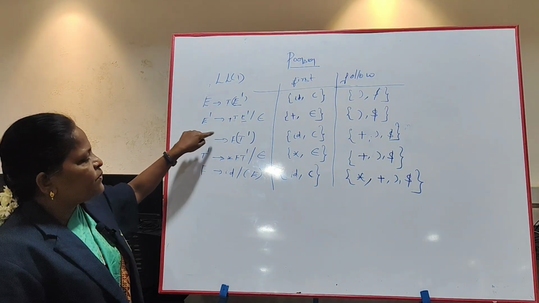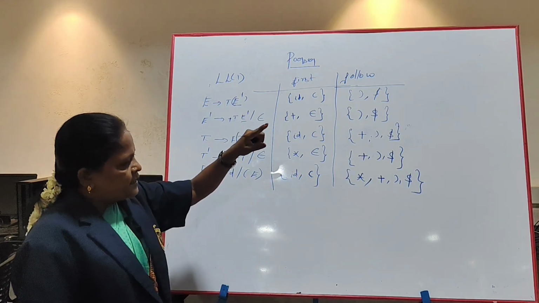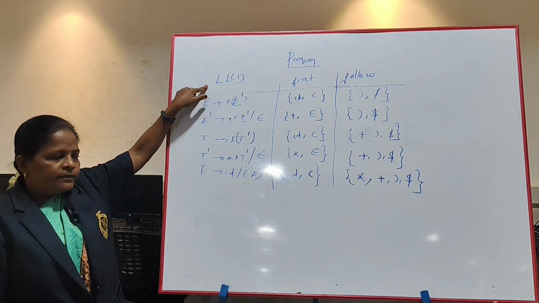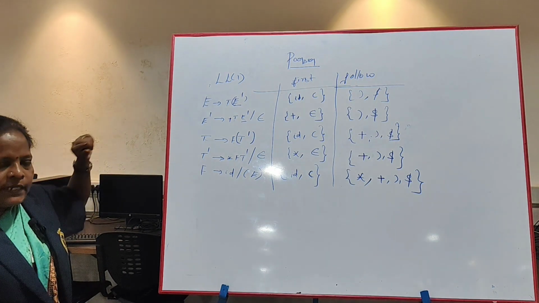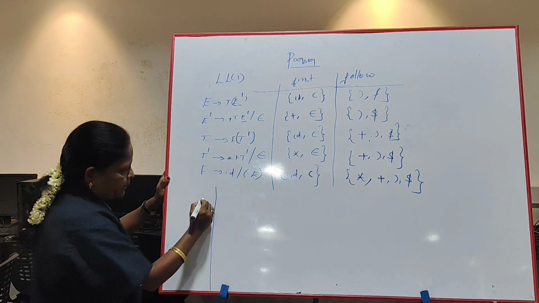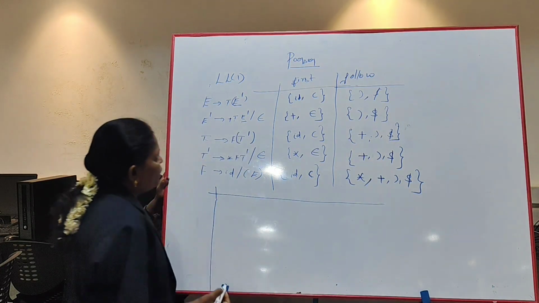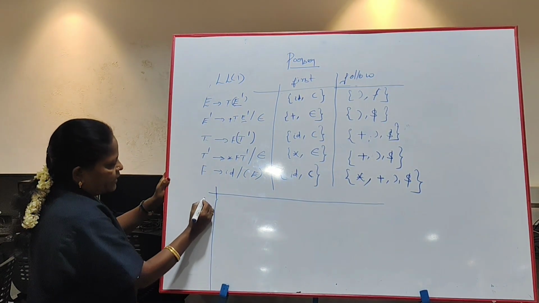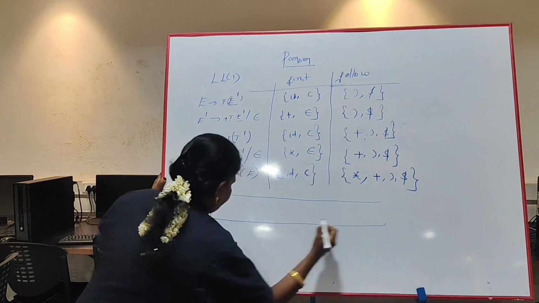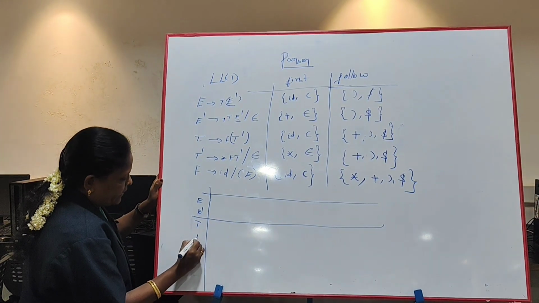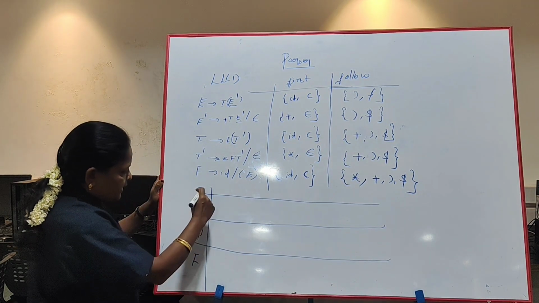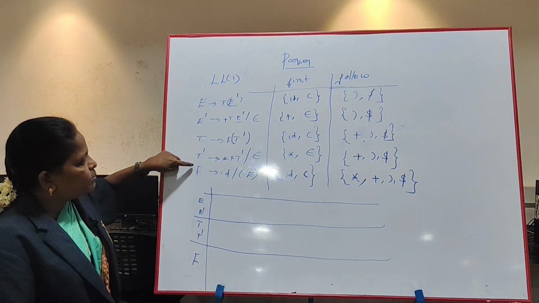So this is first and follow. So based on this, you are going to construct what? Predictive parsing table for LL1. Now, LL1, for example, now we have the predictive parsing table. Okay. What are the non-terminals we have? We have E, E dash, T, T dash, and F. These are the different non-terminals given in the production.